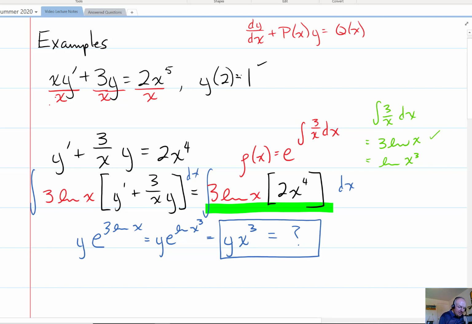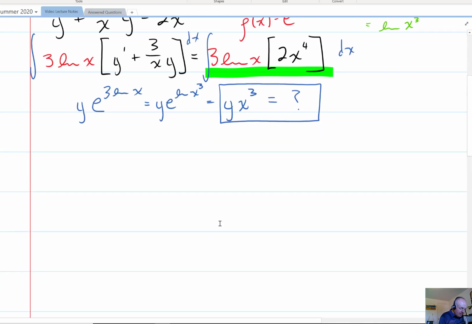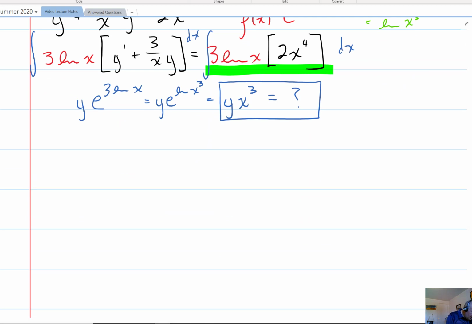We're going to take a little side trip as we work to integrate 3 ln of x to the 4th dx.